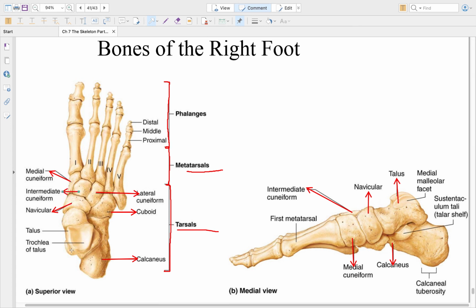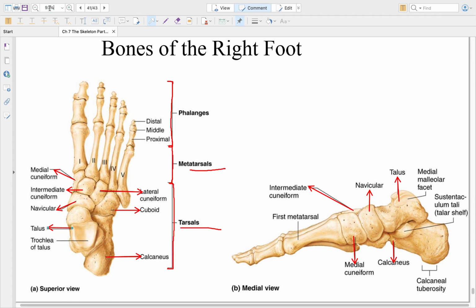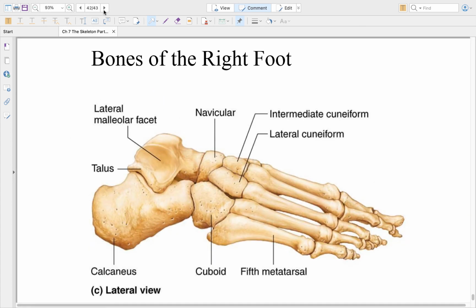Okay, so if we start from the back, it would be calcaneus, talus, cuboid, navicular, and then medial cuneiform, intermediate cuneiform, lateral cuneiform, and then metatarsals, phalanges, proximal, middle, distal. All right, so you definitely want to get your pictures from online, from our class on Canvas, and start labeling all of the bone markings and get started on that. This is another view of the foot.